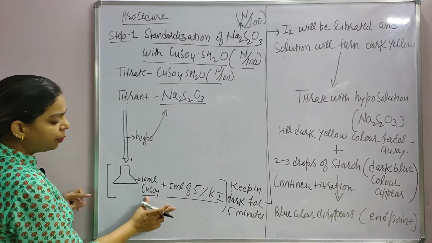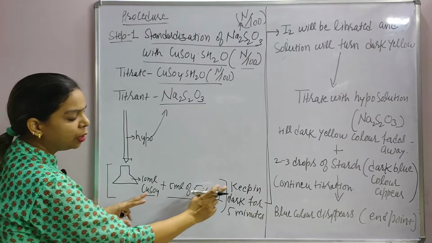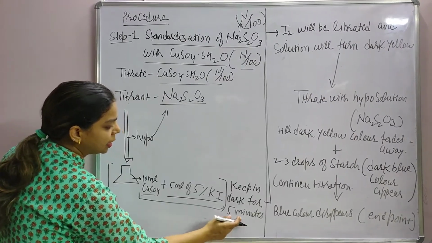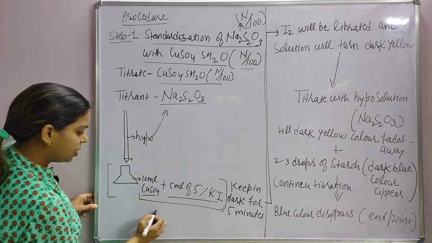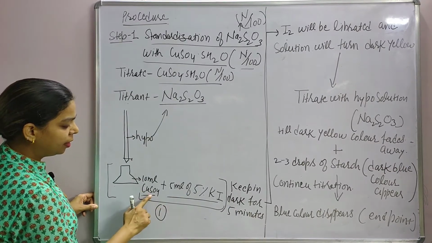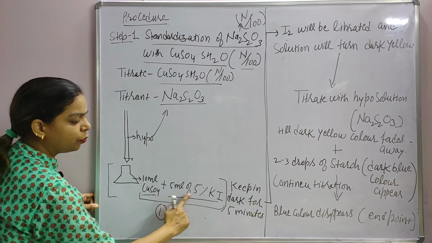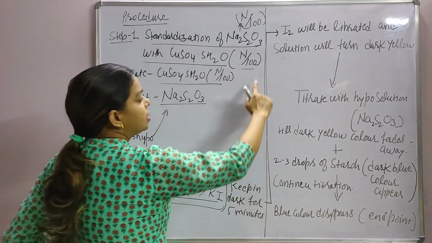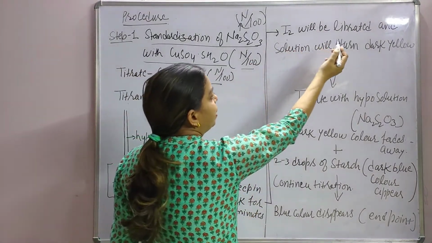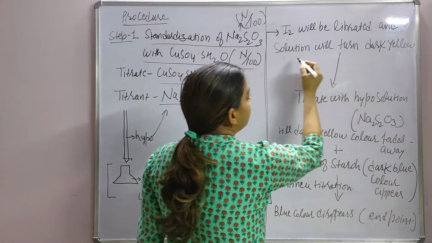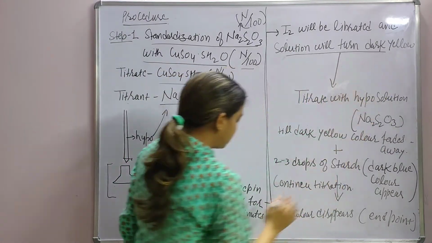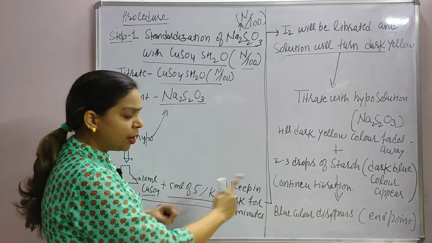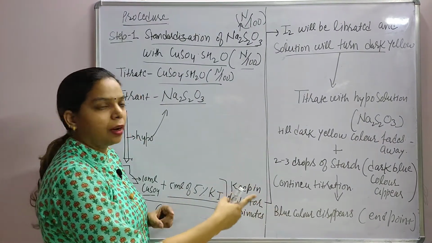When copper sulfate is mixed with KI solution, iodine will be liberated, and we will keep this mixture for 5 minutes in the dark. So this is the first step: you have taken 10 ml copper sulfate, added 5 ml of KI solution, and kept it in the dark for 5 minutes. Next, iodine is liberated and the solution will turn dark yellow. It means iodine is now present for the titration.